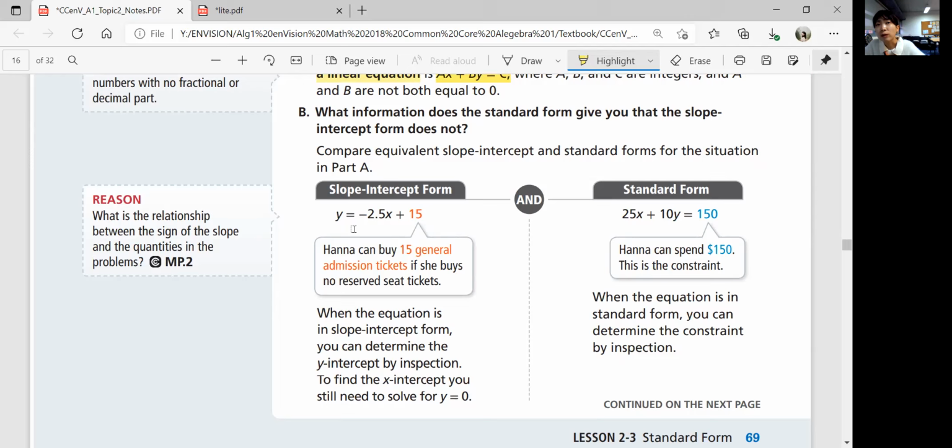Standard form, without having to solve for it, gives you a total cost. So you can see that Hannah can spend $150. That's the constraint she has. So if you have a constraint or a goal where you don't want to go over and you want to make it an equation, standard form is a nice way to look at the general idea of your plan, okay?